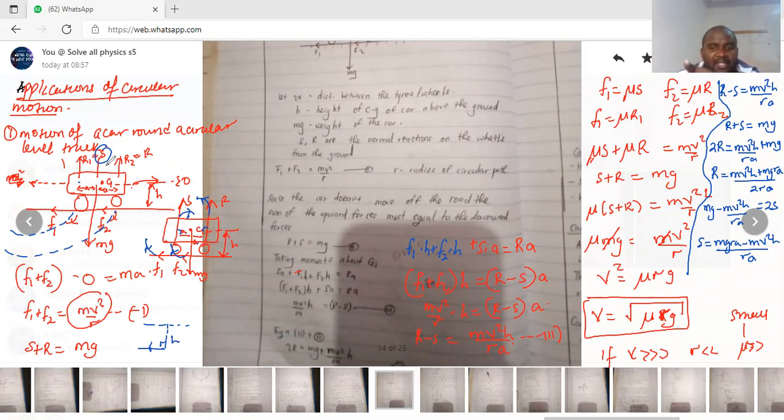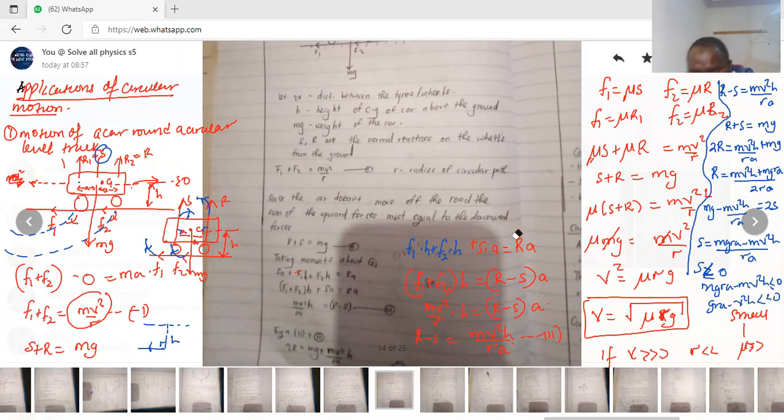So if the car gets off the ground from the inside tire, that means when S becomes less than or equal to 0, then you will have mgRA minus mv squared h being less than or equal to 0. For that reason, gRA minus v squared h will be less than or equal to 0.